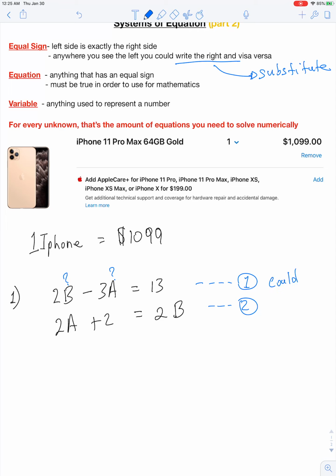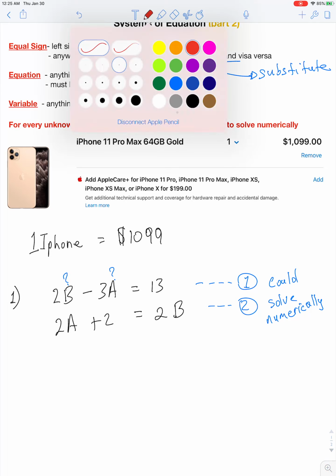Ta-da! That simply means I could get a numerical value for A and a numerical value for B. So what do I do now? Well, I know what an equal sign is. So the next step is that I'm just going to solve for any one of the variables. I could solve for A in equation 1, B in equation 1, A in equation 2, or B in equation 2.